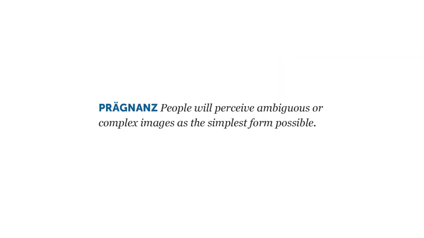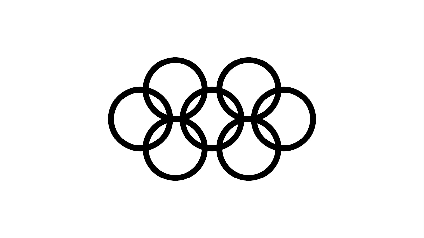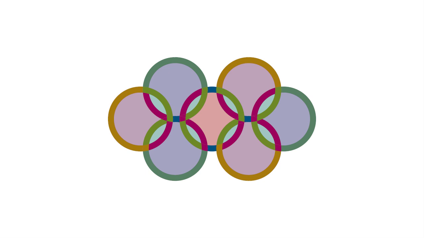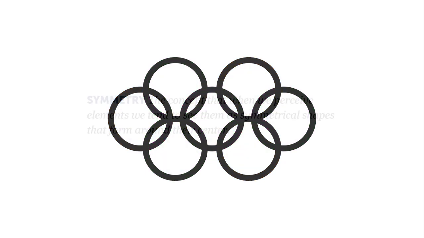The law of Prägnanz. People will perceive ambiguous or complex images as the simplest form possible. So here's our brain at work again, saying, how can I take this complicated collection of shapes and turn them into something that's simple and easy to digest? Prägnanz is a German word that, simply translated, means good form. What it means here specifically is that when you look at this image, you are most likely seeing 7 overlapping circles, when in reality, this shape is created from a whole bunch of more complex shapes. Our brain just loves simple.